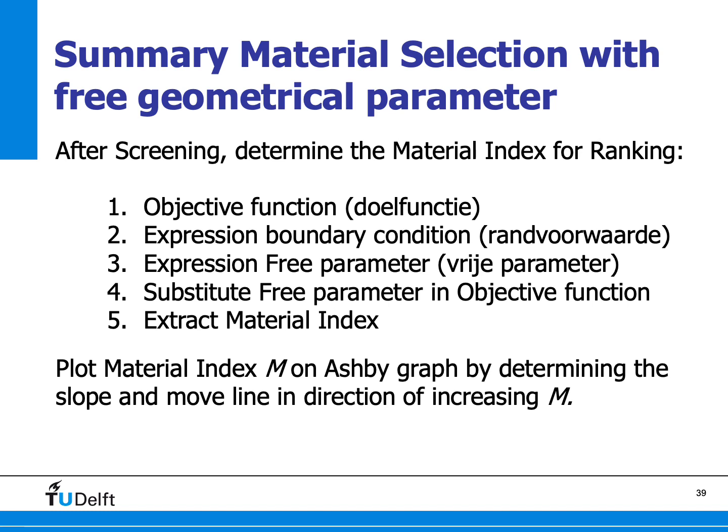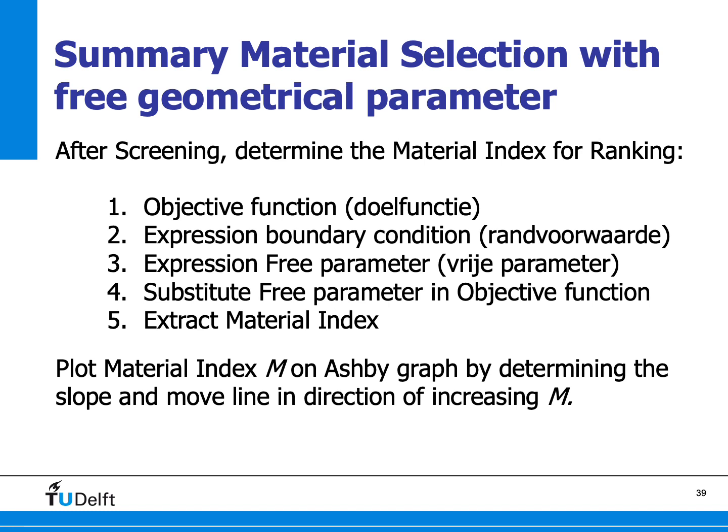So, in summary, what to do for material selection in case you have a free geometrical parameter. Well, after the screening step, you determine the material index for the ranking. And you do that according to the following five steps. First, you derive or define an objective function, doelfunctie in Dutch. Then you find an expression for the boundary condition, de randvoorwaarde. Third point is find an expression for the free parameter, de vrije variabele of de vrije parameter. The fourth point is to substitute the free parameter in the objective function. And last, extract the material index.